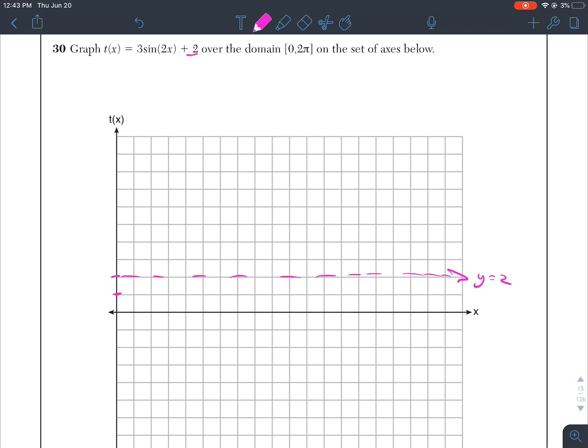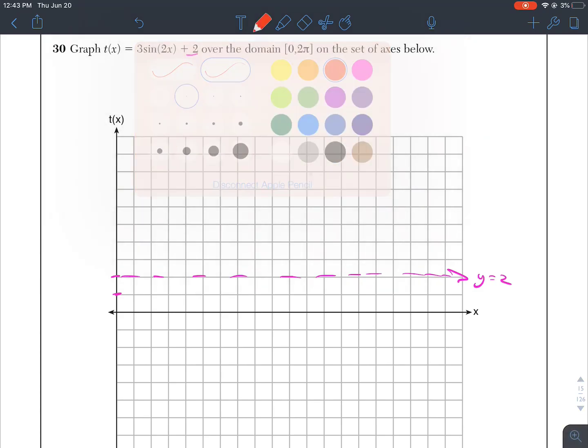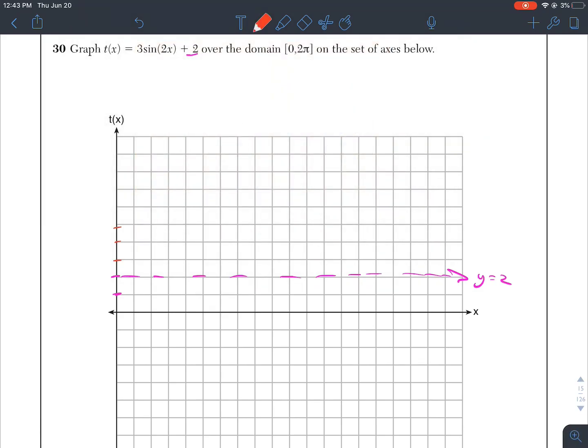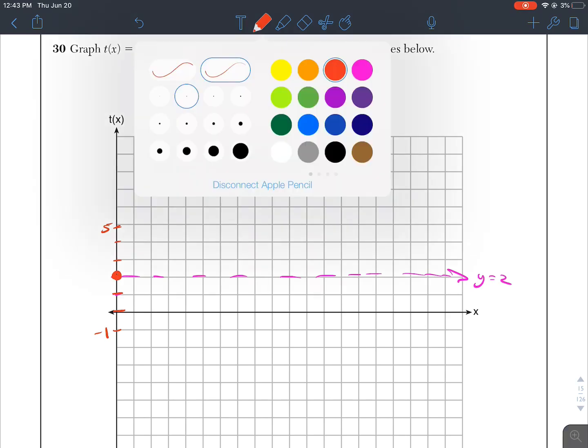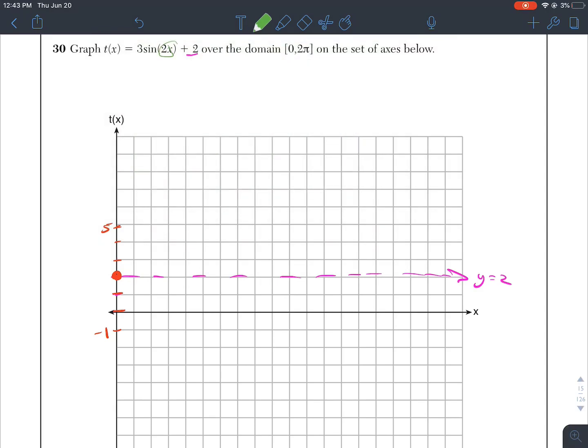Now to graph this, we'll use our amplitude. So we'll go up to 5, so 1, 2, 3, up to 5, and then down to negative 1. It's going to be sine, so it's going to be starting at the midline. Now to make sure we get the domain right, we need to solve for the period first. So the period is going to come from the b value, so we set 2x equal to 2 pi. We're wondering what value of x will have this complete a full cycle. We divide by 2 on both sides, and we get x equals pi. So this is one period.